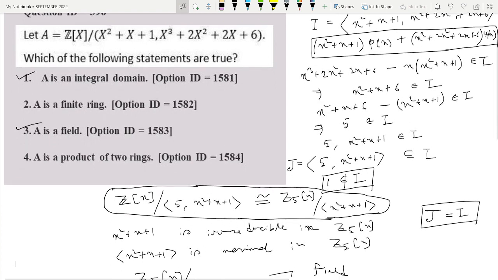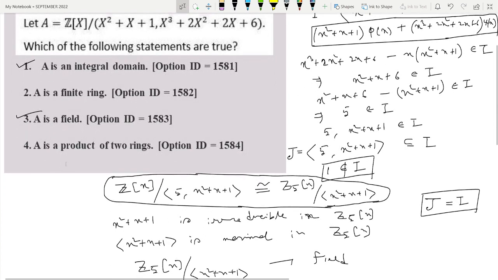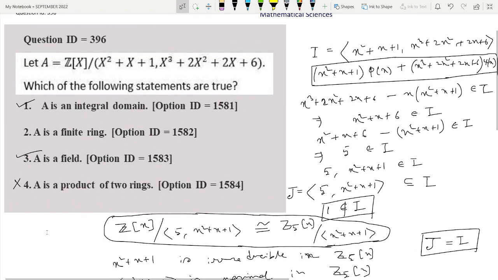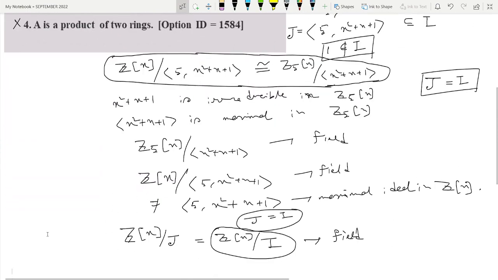Now see, since it is a field, it cannot be a product of rings, because a product of two rings always contains a divisor of 0, but a field cannot contain a divisor of 0. So option 4 is not the correct option. So we need only to check option 2, whether it is a finite ring or not.